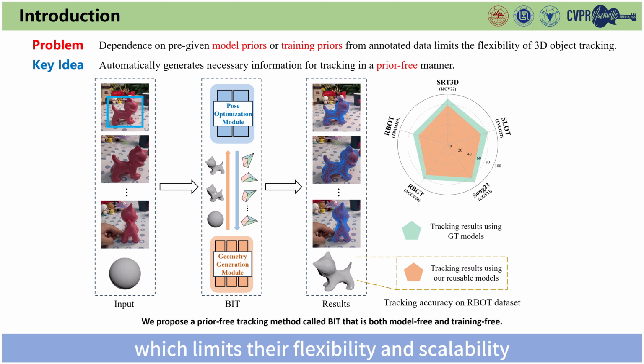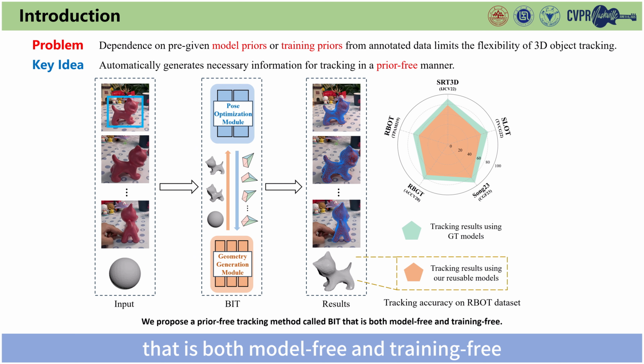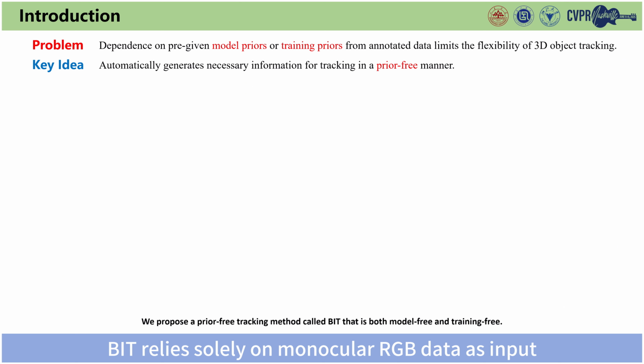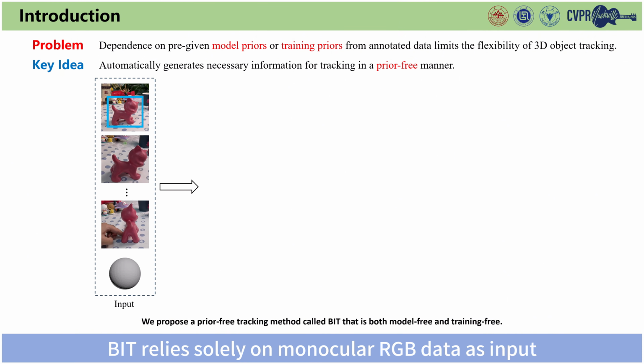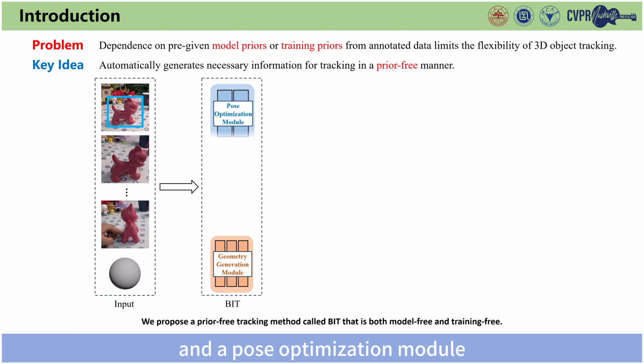and scalability. In this work, for the first time, we introduce a truly prior-free 3D object tracking method that is both model-free and training-free. We call this method BIT, bidirectional iterative tracking. BIT relies solely on monocular RGB data as input. It consists of a geometry generation module and a pose optimization module.